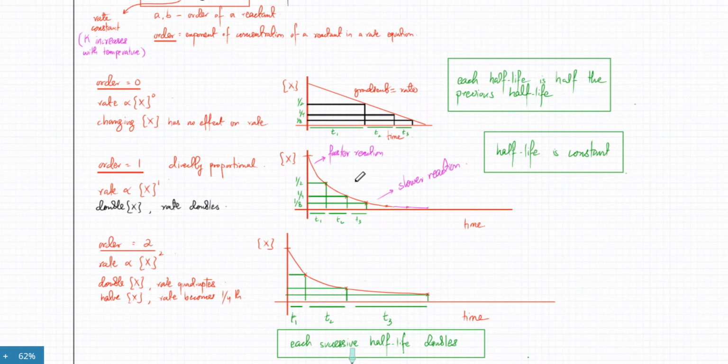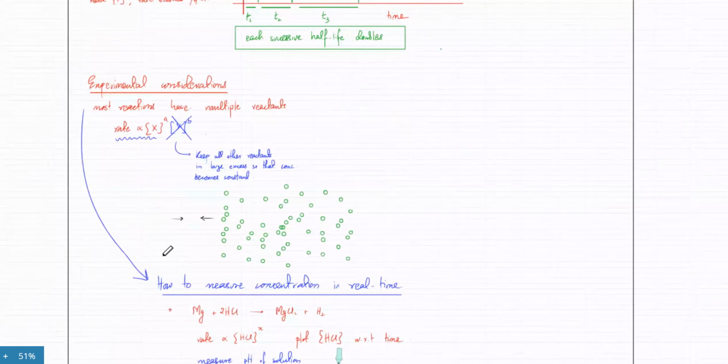Then there's order one. The reactant concentration decreases and the reaction slows down. It takes longer and longer time. You get a curve, and this one has a constant half-life. So the half-life over here is constant. And the third thing was that the reactant concentration decreases and the time taken just keeps on increasing. So that is order two. The reaction slows down by a much bigger amount.